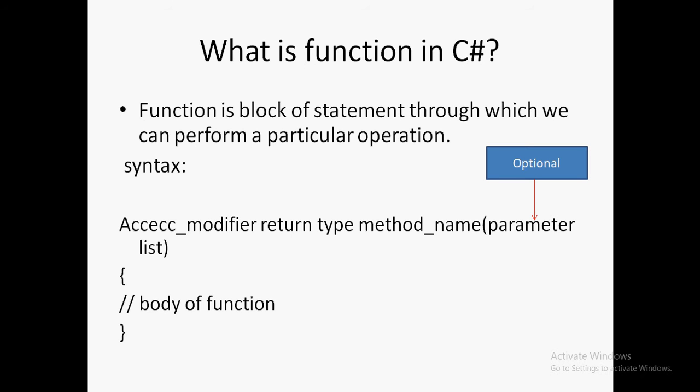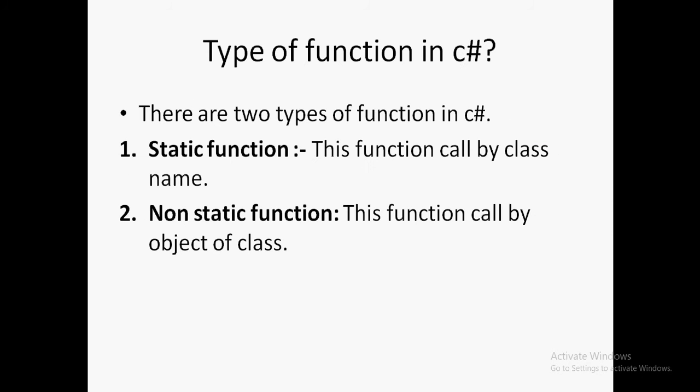just like here I show the access modifier. After that we write static if we need to create a static function. So what does static actually do? This function is called by the class name, and it is known as a static function. A non-static function is called by the object of the class. So it is better to understand this practically.